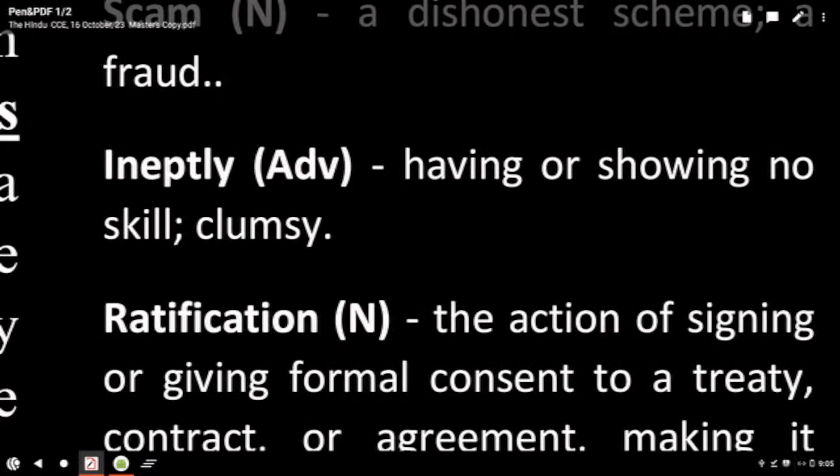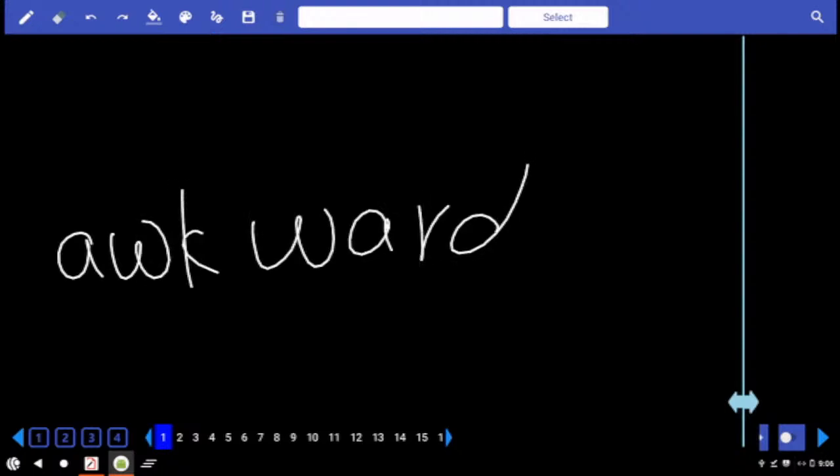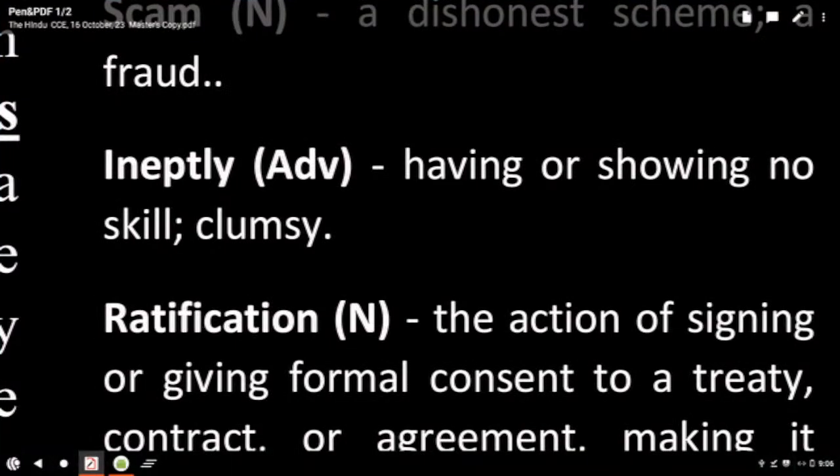Inept, adjective, ineptly, adverb. Means what? Having or showing no skill. Then we use the word clumsy. Write another word, awkward. Awkward, clumsy, not proper. They all go hand in hand. Awkward behavior, clumsy behavior.